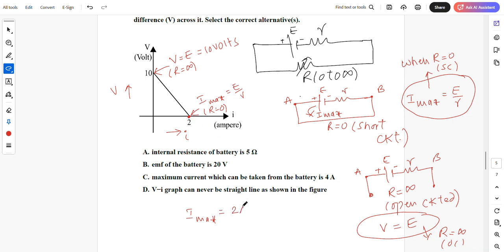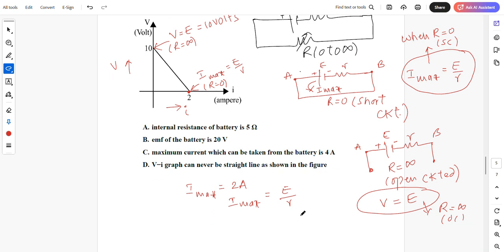I max is equal to 2 amperes. I know I max is equal to E by R. E I also know, E is equal to 10. So 10 by R, with I max as 2. R will be equal to 10 by 2, that is equal to 5 ohm. Internal resistance is 5 ohm. Here the internal resistance of the battery is 5 ohm. The correct answer.